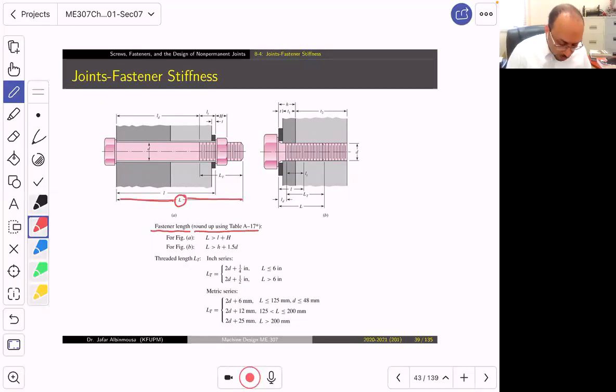Now, for A, which is this one, this is A, this is B. So for A, the capital L is the length of the, look, there is no definite answer. Capital L must be greater than the small l plus what? Plus h. H is the height of the nut. Why must it be like this?